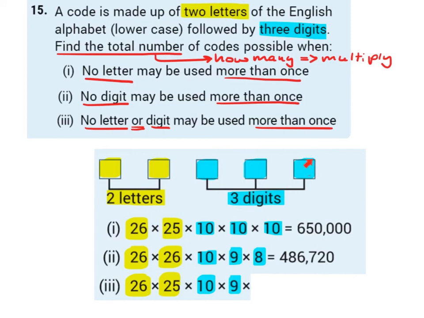And then for our last digit, we've used 2 already. So maybe it was a 3 and a 4 we used. It doesn't matter what we used. We've used 2 already. So now we've 8 left. So 10 take away 2 leaves us with 8 digits to choose from for the last digit. So we're going to multiply by 8. And 26 by 25 by 10 by 9 by 8 gives us 468,000 ways we can create this code where no letter or no digit may be used more than once, where no letter, no digit may be repeated.